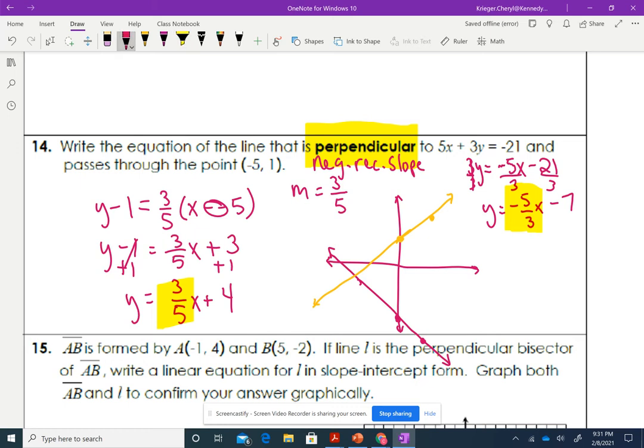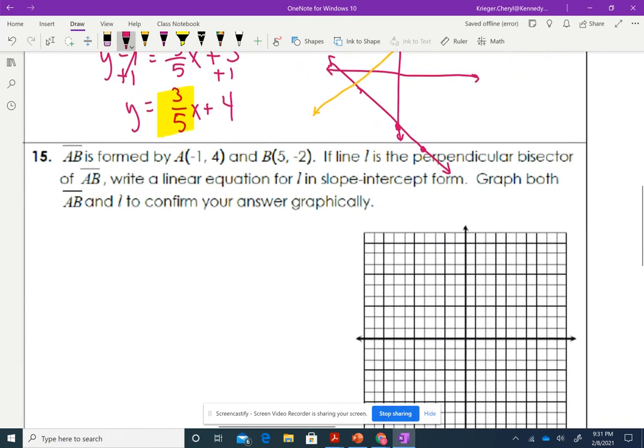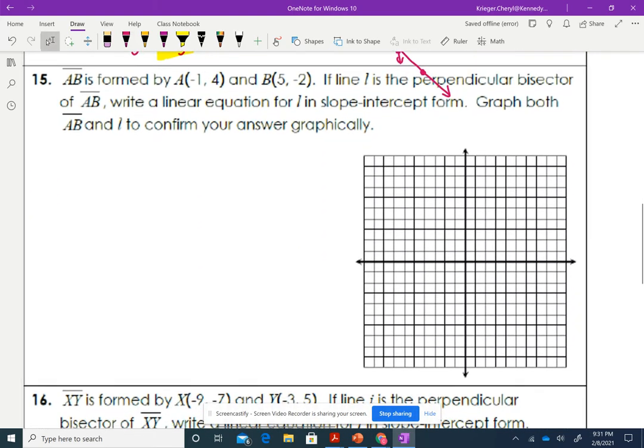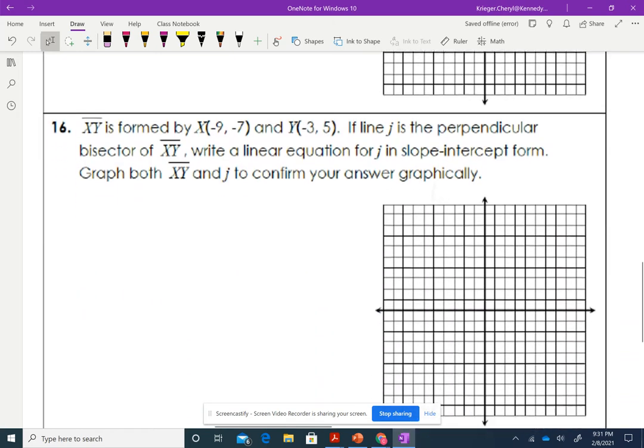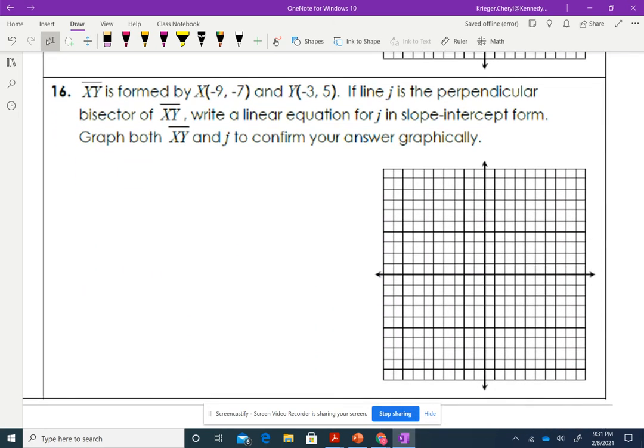Okay, and I'll do number 16, the harder one, for these two types of problems. I think these are kind of challenging and fun. So XY is formed by negative 9, negative 7, and negative 3, 5. Let's go ahead and graph those. X at negative 9, negative 7. Here's X. And negative 3, 5, Y. And connect them.